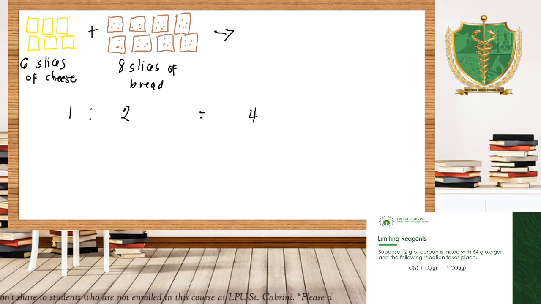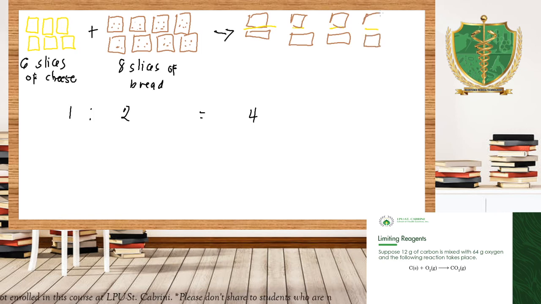So I have tasty, and cheese. Okay. So, our ratio is 1 is to 2. One slice of cheese is to 2 slices of bread in order to make up 4 sandwiches.